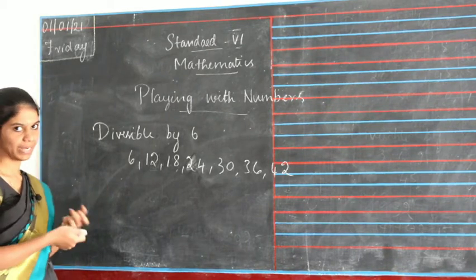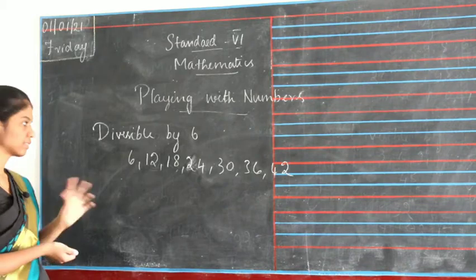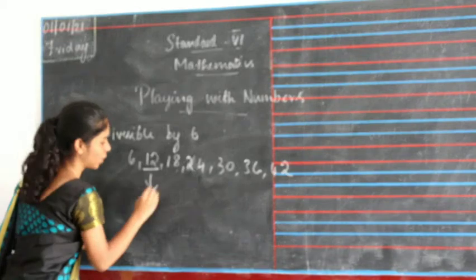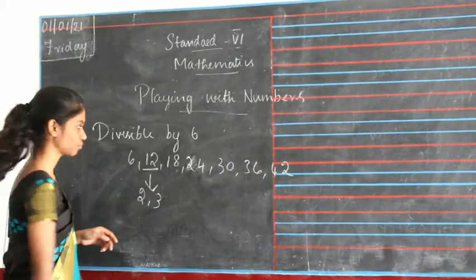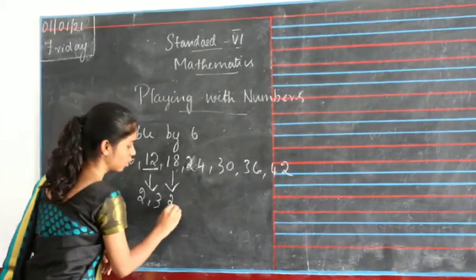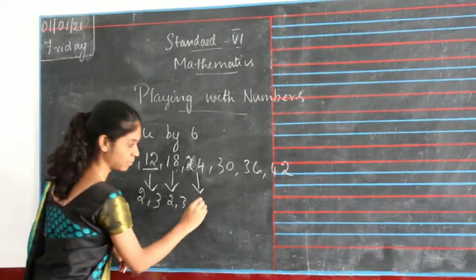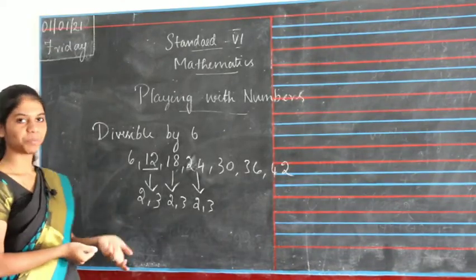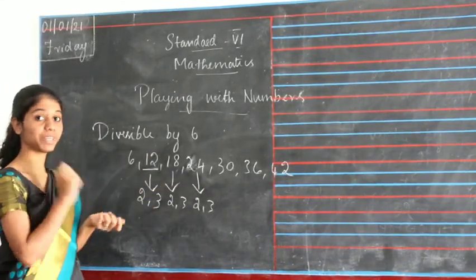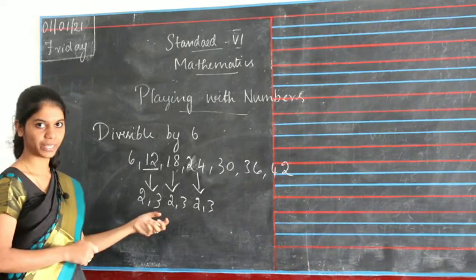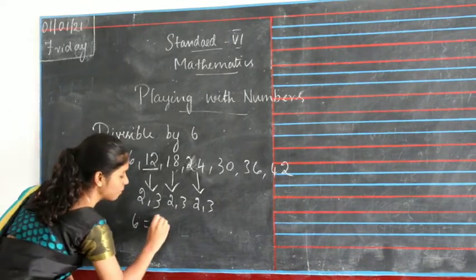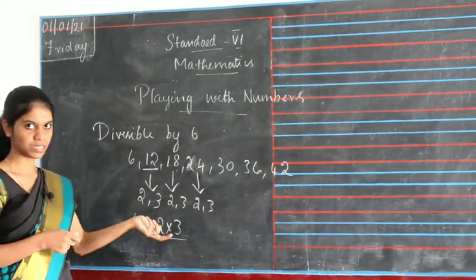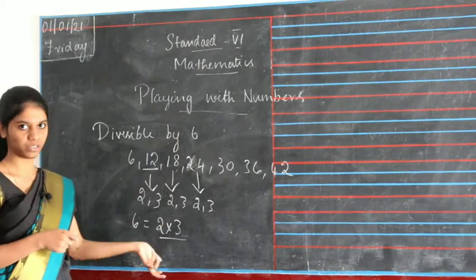No, you cannot find any pattern here. But you can see that 12 can be divided by both 2 and 3. 18 can be divided by both 2 and 3. 24 can be divided by both 2 and 3, right? So for a number to be divided by 6, it has to be divided by both 2 and 3, because 6 is a multiple of 2 and 3, right? So if a number should be divided by 6, then it should be divided by both 2 and 3.